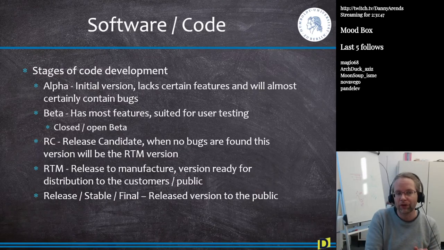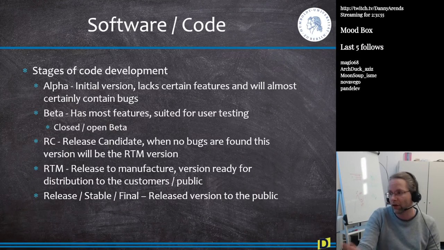Then we end up with the release candidate after we've fixed all of the bugs that came out of the beta version. Because all kinds of people will say, like, Denny, that code that you wrote, if I input a -1, it crashes my whole computer. So in the release candidate, these initial bugs are fixed. When there are no bugs found, then we have an RTM version.